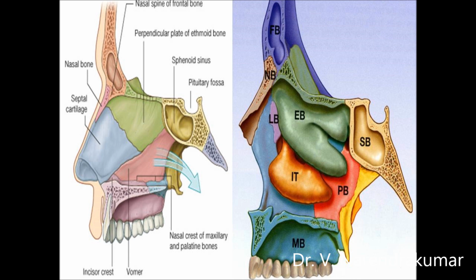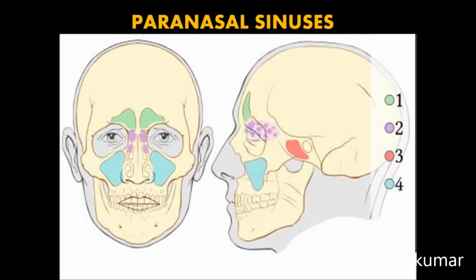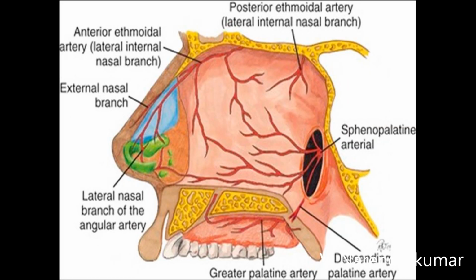parts. Coming to the paranasal sinuses, green indicates the frontal, violet the ethmoid group, blue the maxillary sinus and red the sphenoid sinus. Regarding arterial supply, the antero-superior part is supplied by the anterior and posterior ethmoidal arteries, the antero-inferior by the superior labial branch of the facial artery. The posterior-superior part is supplied by the sphenopalatine artery, which is the main artery. The posterior-inferior part is supplied by branches of the greater palatine arteries.